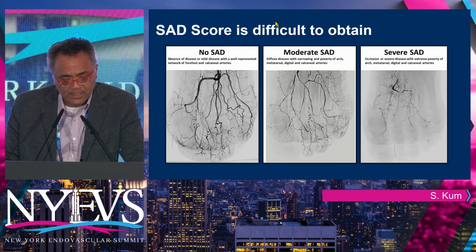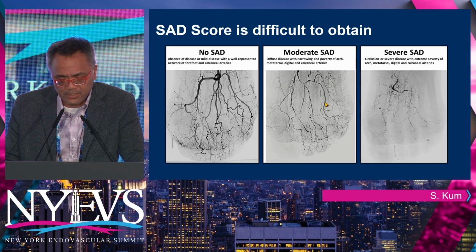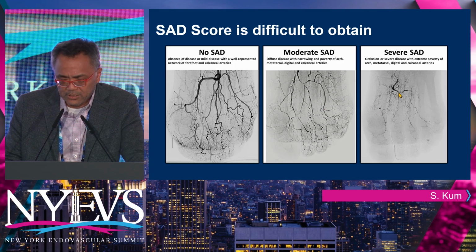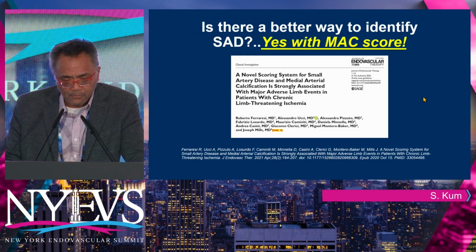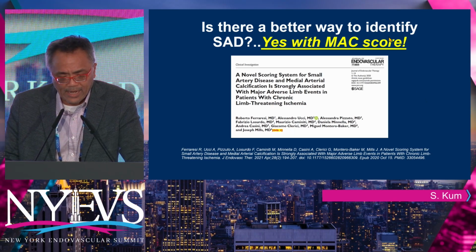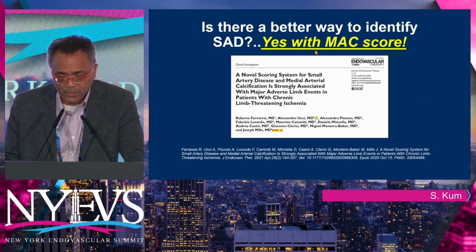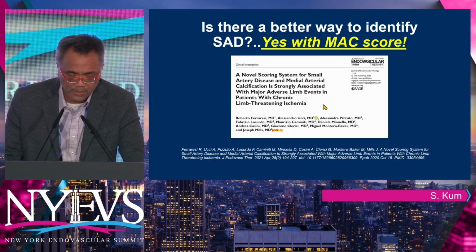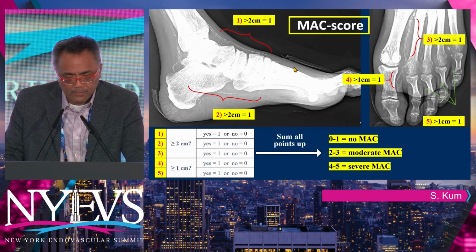How often do we get small artery disease? A typical picture in angiogram of a patient with a good distribution system, an impaired distribution system, and somebody who has a very poor outflow system. Is there a better way that we can identify a SAT disease? Yes, we can do this with a MAC score, and this is a score that was devised by Roberto a couple of years back. Pretty simple.